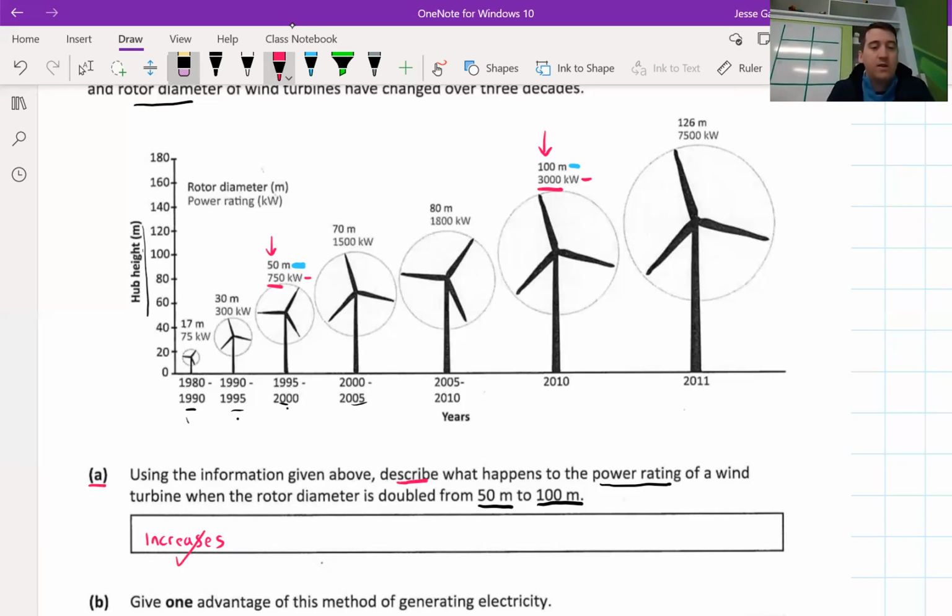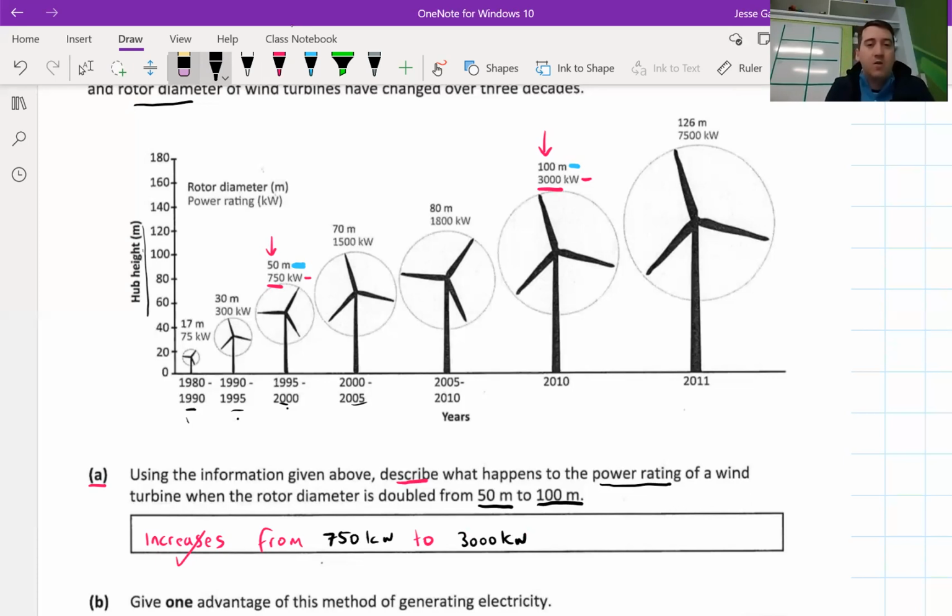One way we could do this is to say it increases from 750 to 3,000. Pause the video and do this now. It increases from 750 kilowatts to 3,000 kilowatts. Again, this is describing in more detail than just saying increases.